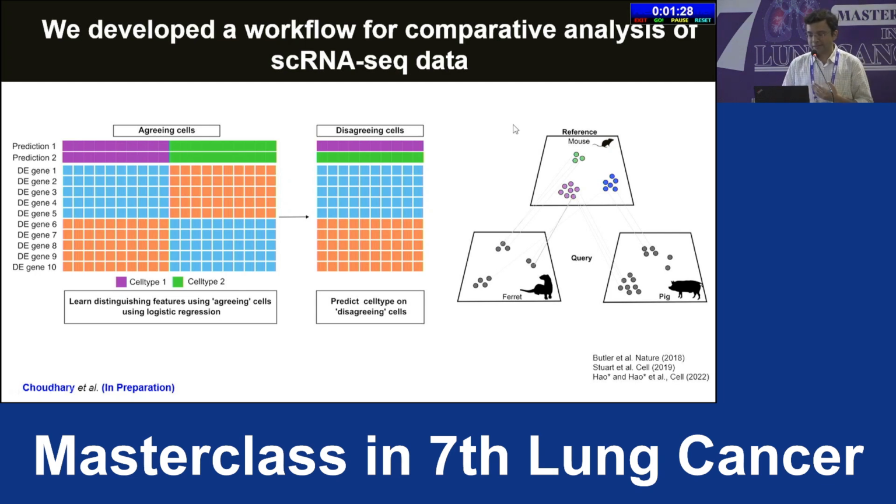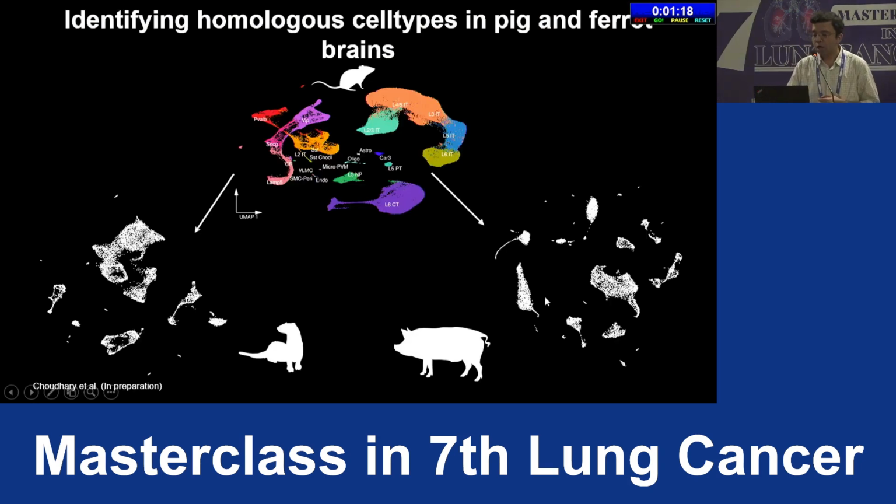The way you do human genome alignment, I'm actually doing transcriptome alignment at the single cell level to tell you what cell types are present in ferret and pig. So I use this as a reference. You can visualize this as doing genome alignments, but doing this at the single cell level, at the transcriptome level.